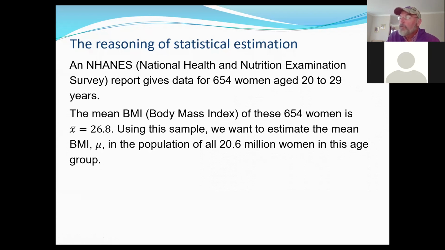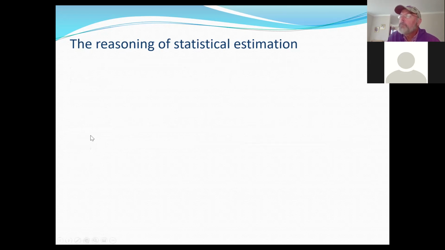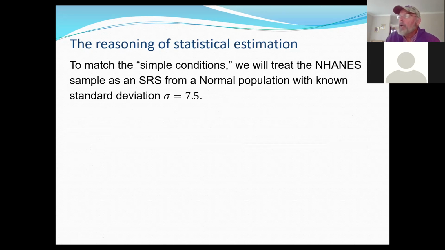So I'm sort of looking at the numbers that I need to create a confidence interval. I need the sample size. I need the X bar, the sample statistic. I need the standard deviation. Okay, and this is the population standard deviation.